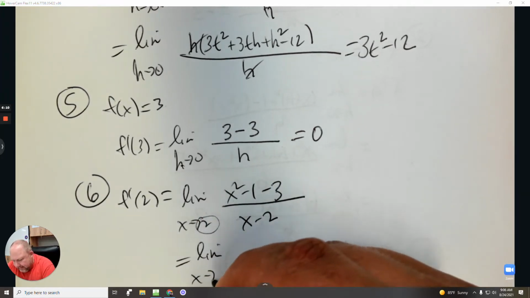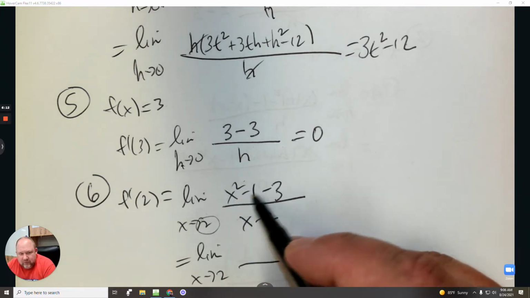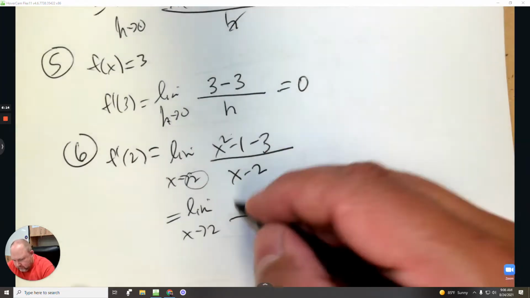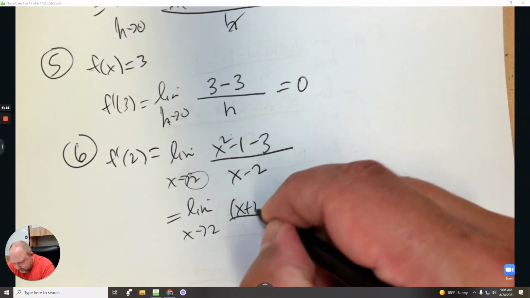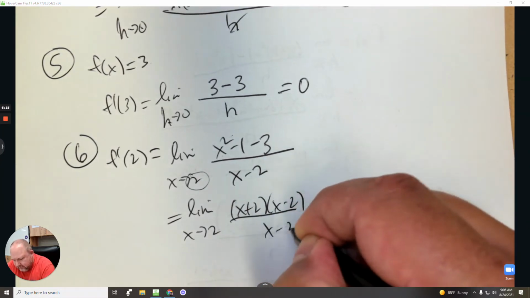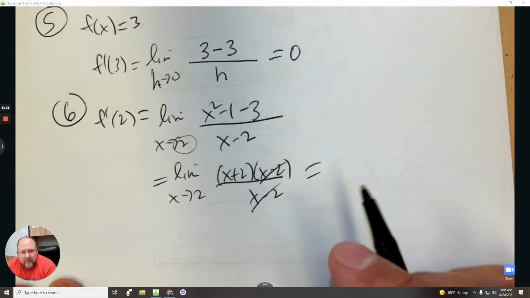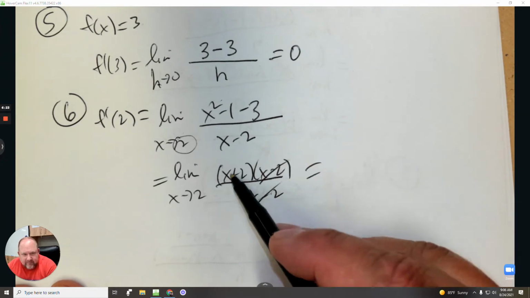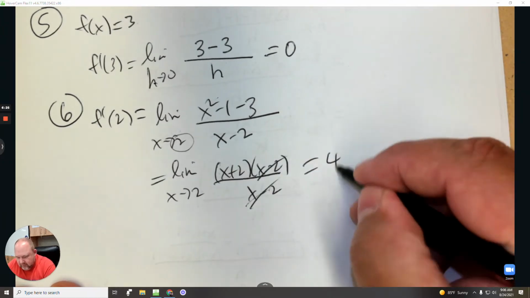And now a little bit of algebra. This is x squared take away 4. That's the difference of squares. That's x plus 2, x minus 2. Now the discontinuity divides out. And now plug in 2 for x and you have your answer.